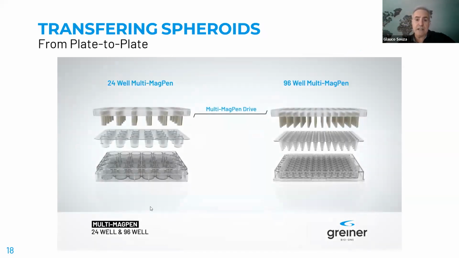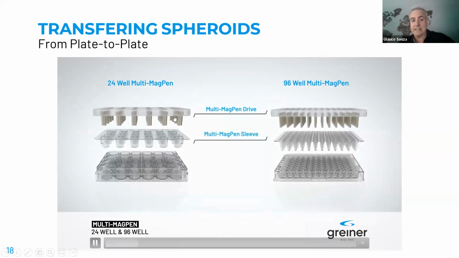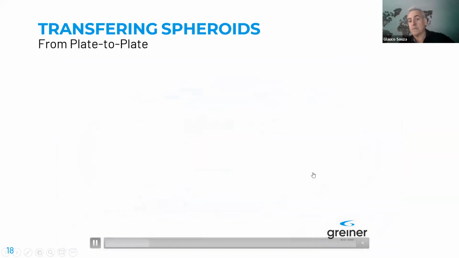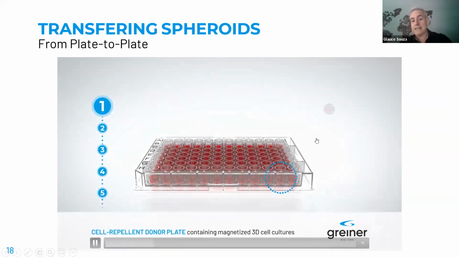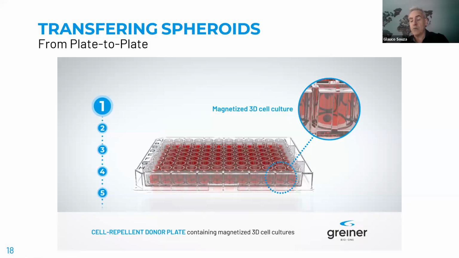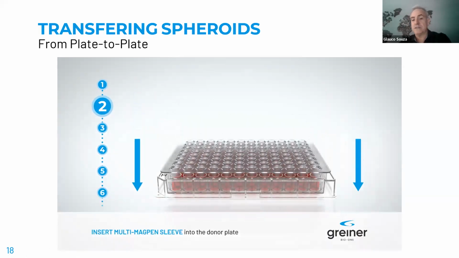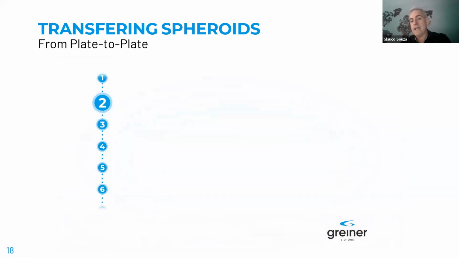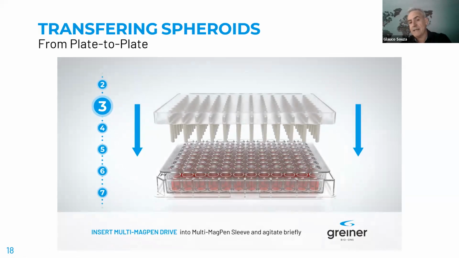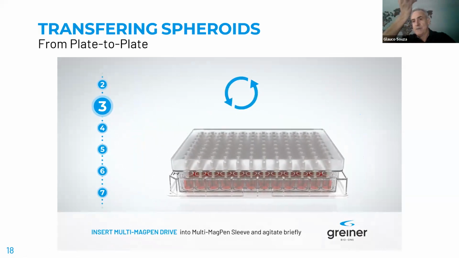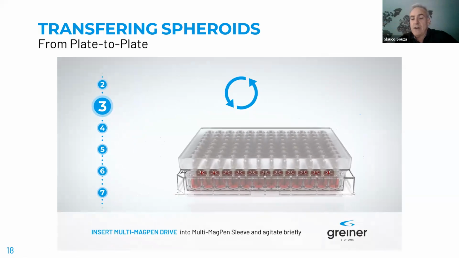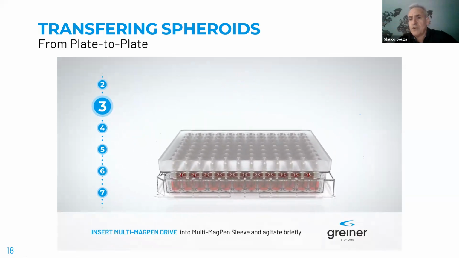You have the magnets, and here we have 96 and 24. We have your sterile cell repellent sleeve and your cell repellent plate. You have your magnetized spheroid on the bottom of the well. Now we want to move to a clean plate, for a complete media exchange, so you put the cell repellent sterile sleeve into the well. And it's intuitive. You put your magnet in, the magnetized spheroid goes to the top, and now you can pick up your spheroid.